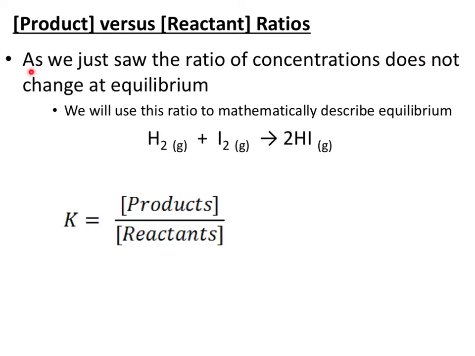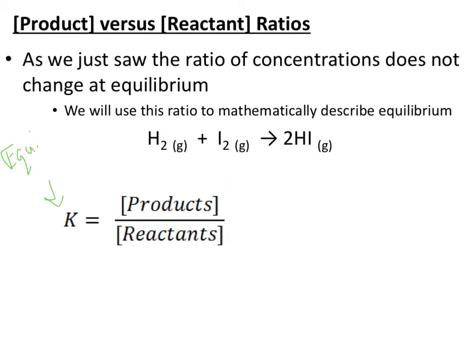So as we just saw, the ratio of the concentrations does not change at equilibrium. And we can use this ratio to mathematically describe equilibrium. So we're going to come up with something called an equilibrium expression. This is an equilibrium expression. What we see right here is K. This is my equilibrium constant.